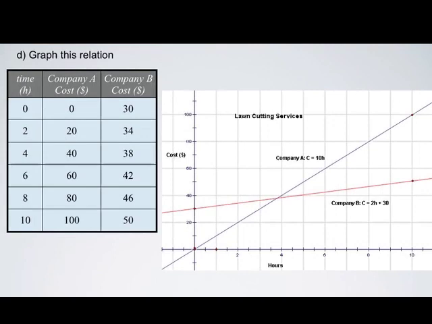Part D asks you to graph this relation. You should be able to replicate this graph in either Excel, using a table of values and graphing as we have seen before, on Geometer Sketchpad, or just on a piece of paper with a pencil. Ensure that you're using a nice straight edge or a transparent ruler to connect the points on your trend.